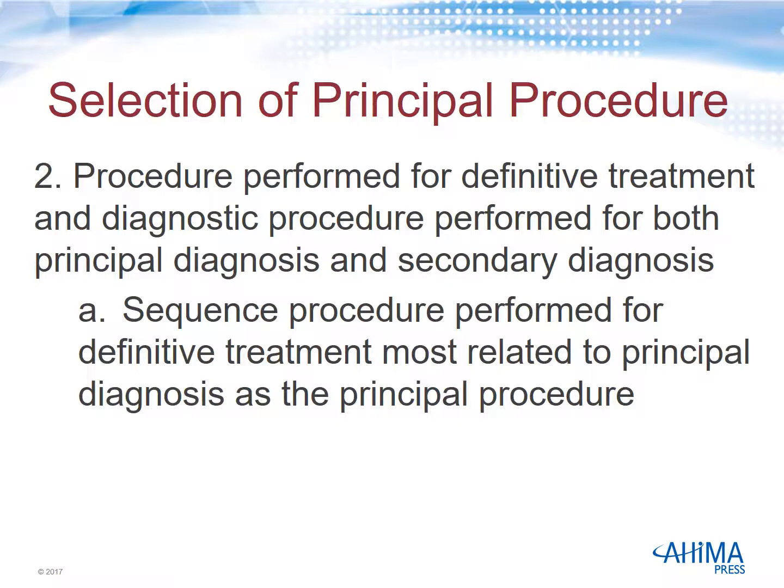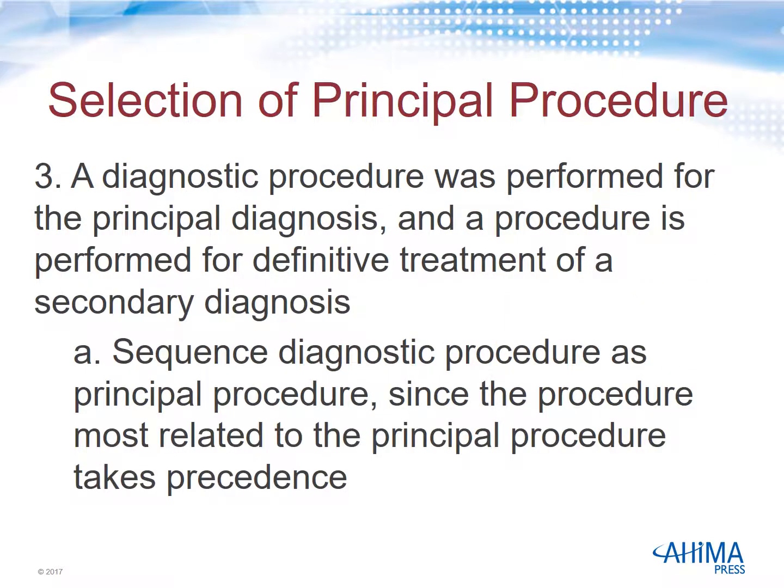Number 2. The procedure performed for definitive treatment and diagnostic procedure performed for both principal diagnosis and secondary diagnosis. Sequence procedure performed for definitive treatment, most related to principal diagnosis as the principal procedure. Number 3. A diagnostic procedure was performed for the principal diagnosis, and a procedure is performed for definitive treatment of a secondary diagnosis. Sequence the diagnostic procedure as the principal procedure. Since the procedure is most related to the principal procedure, this takes precedence.